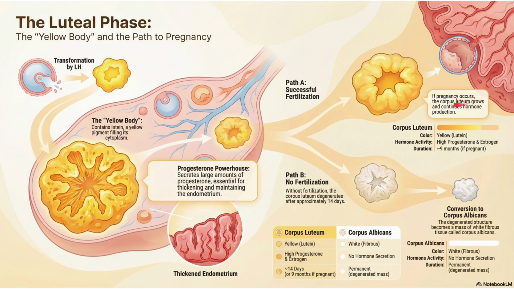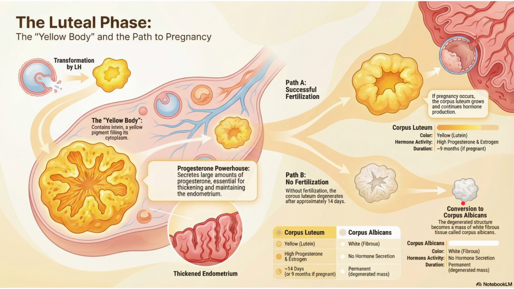If pregnancy occurs, the corpus luteum grows and continuous hormone production will happen. Because if the corpus luteum is there, progesterone is produced, and if progesterone is there, the endometrium can be maintained. This thing you already know. Now if there is no fertilization, the corpus luteum will break down or degenerate to form a white colored structure called the corpus albicans. So this is the thing you have to know.